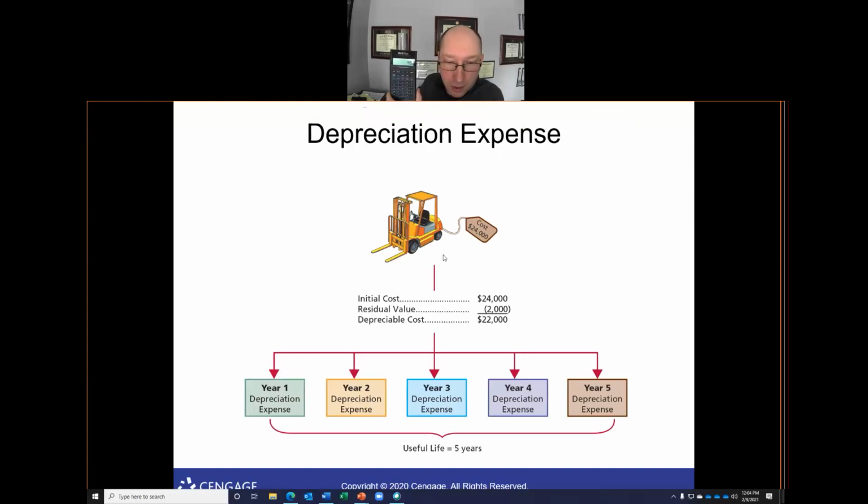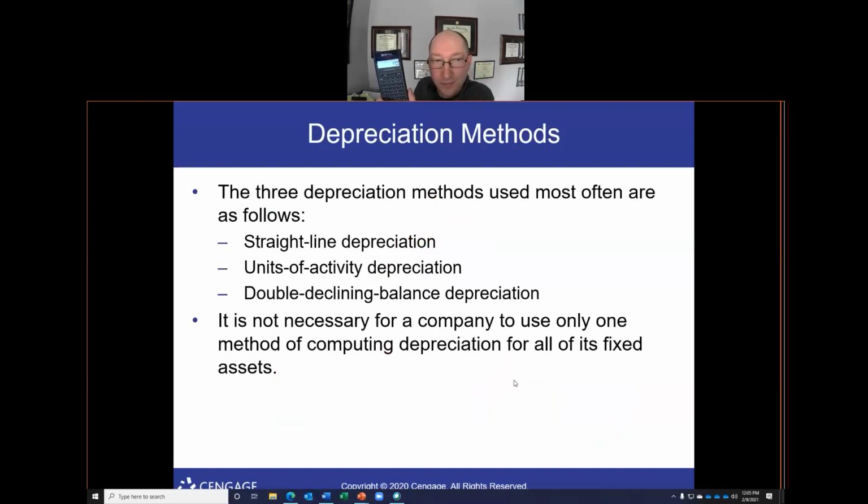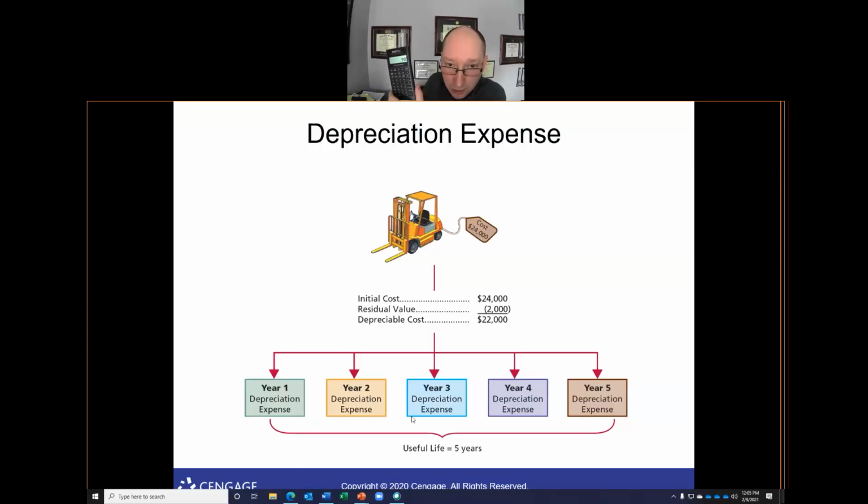Let me show you. Okay, here it is. Initial cost minus residual value equals the depreciable cost. So 24,000 initial cost minus residual value 2,000 equals 22,000 depreciable cost. You divide this depreciable cost over the 5 years of its useful life to get us to $4,400 per year. At the end of year one, my depreciation is $4,400. End of year two, another $4,400. End of year three, $4,400. You add them all together at the end of year 5 to get to 22,000. That's straight line, and we'll talk more about it, but I just want to give you an idea of how we depreciate our asset. Any question?